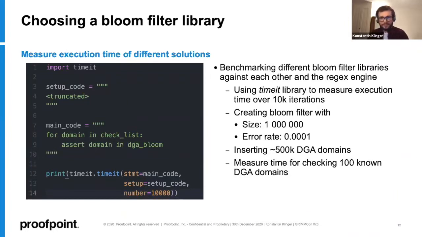We use the timeit library to measure execution time on average over 10,000 iterations. If you look at the code snippet, you will see that below. We measure the time it takes to check 100 known DGA domains against the regex and against the Bloom filter, and then compare each other. And of course, we measure the time for different Bloom filter libraries.